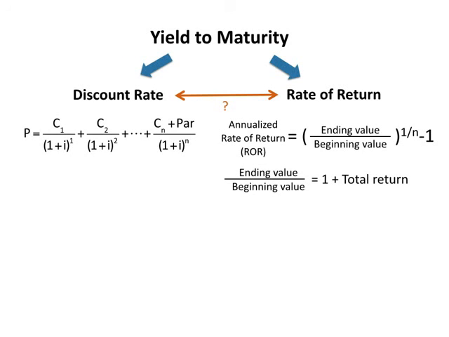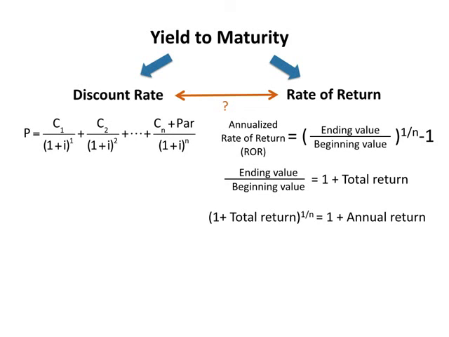Raising that number, 1 plus total return, to the 1 over n power, where n represents the number of years between the beginning and end of the time frame over which the return is being computed, equals 1 plus the annualized rate of return. Subtract the 1, which reflects the initial value of the investments. What remains is the annualized rate of return over the period.